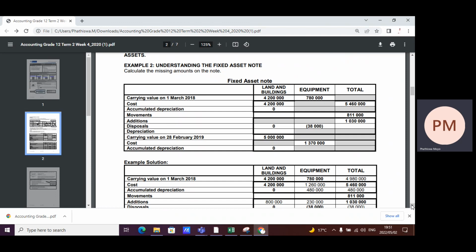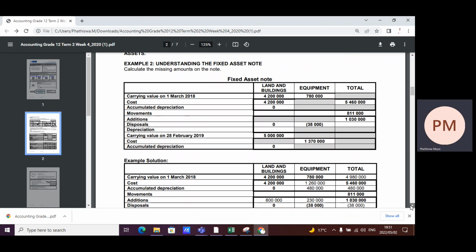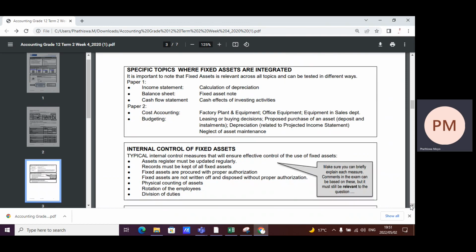Then you record the movements, which is your additions at cost, your disposals at carrying value, and your depreciation. Your depreciation must take into consideration the disposal. So the depreciation for the disposal must be adjusted in the depreciation amount for the year. Then the carrying value at the end of the year should be the total book value of all the assets available at the end of the year. So you've done that in grade 11 already.